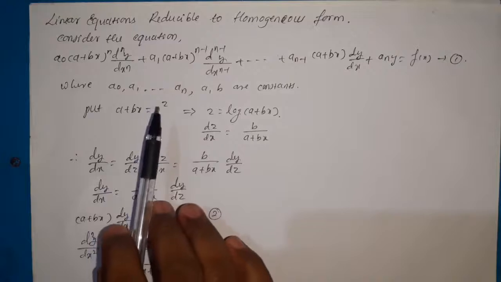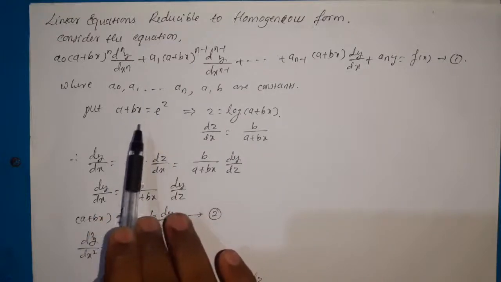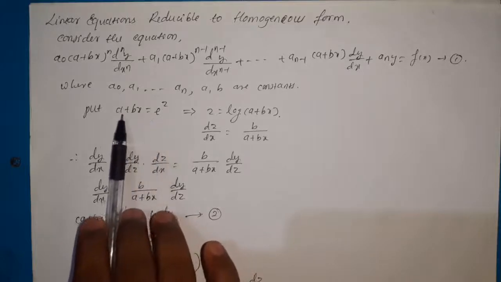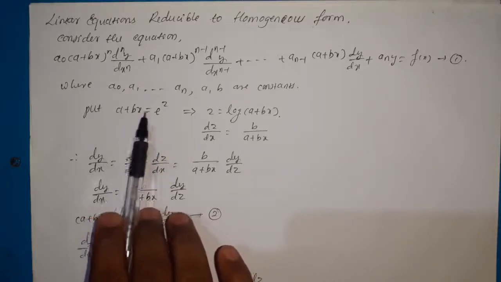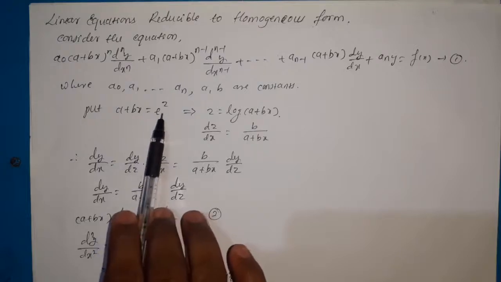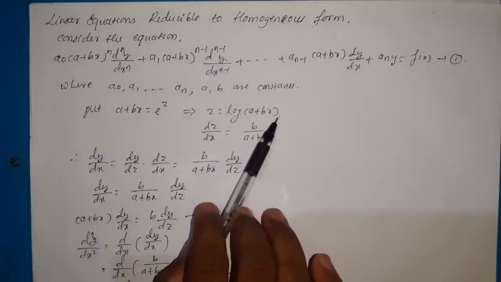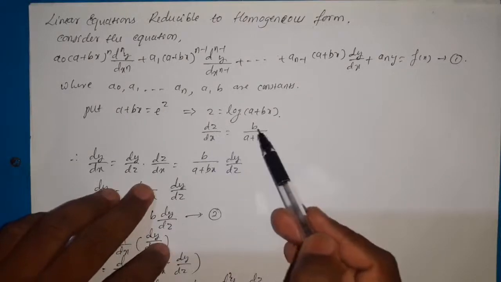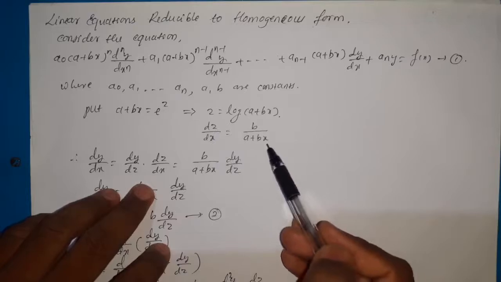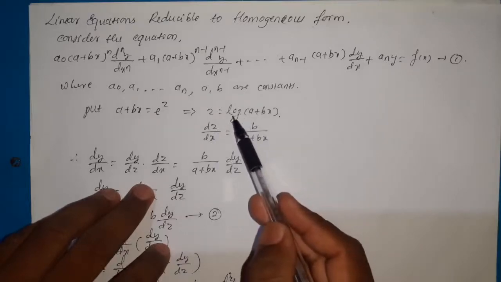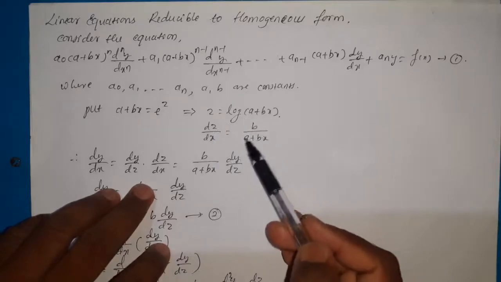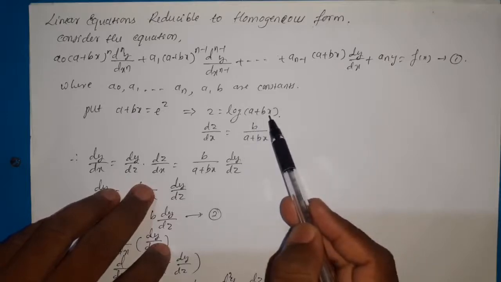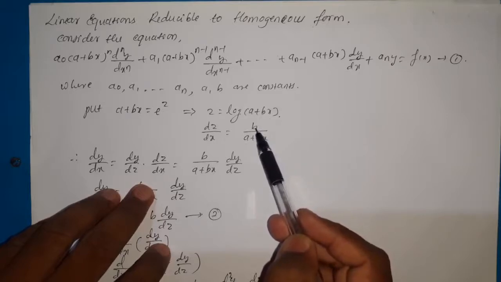In the previous case we substituted x equal to e power z, but here the only difference is we need to substitute a plus bx equal to e power z, then z becomes log of a plus bx. Differentiating this, we get dz by dx equal to b divided by a plus bx, because differentiation of log x is 1 by x, that is 1 divided by a plus bx, and again we need to differentiate a plus bx with respect to x, that is equal to b.